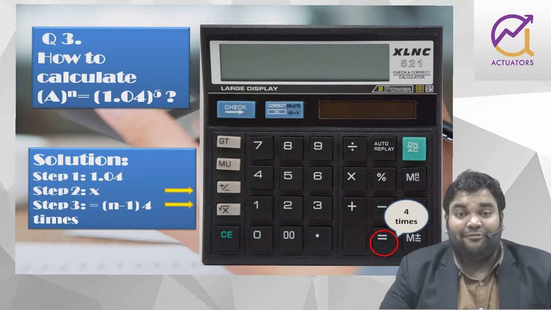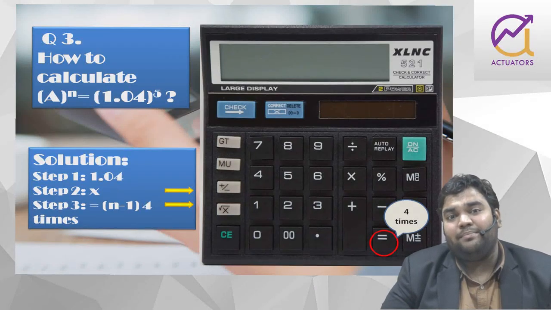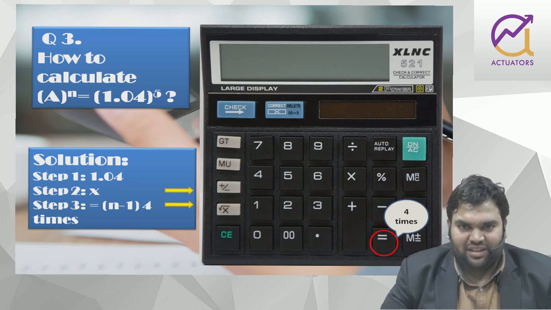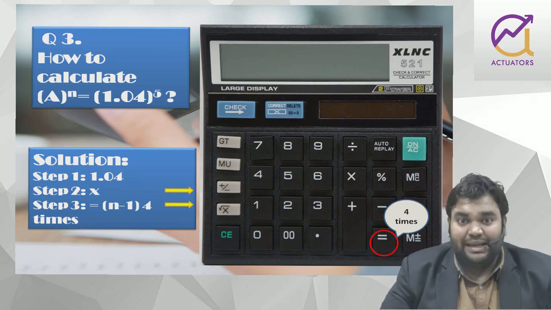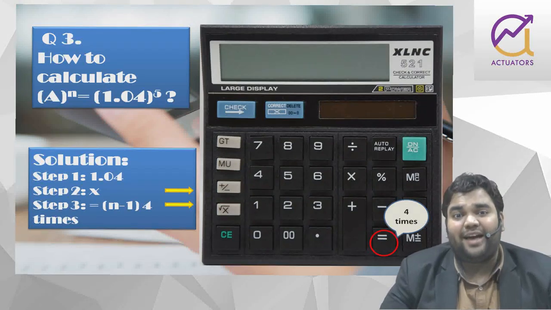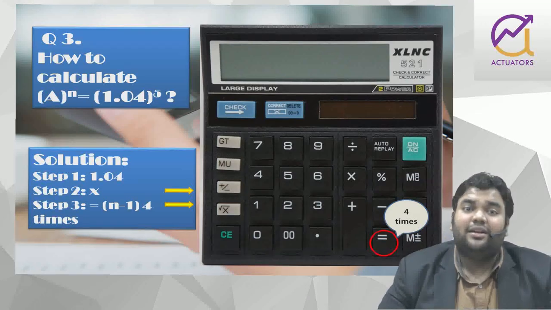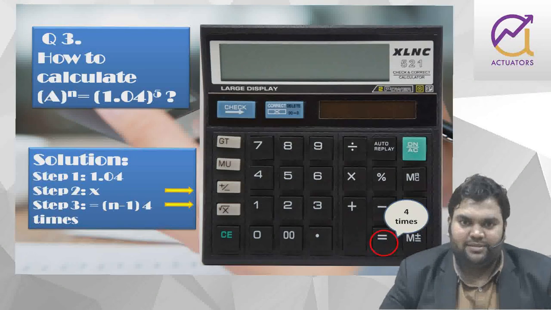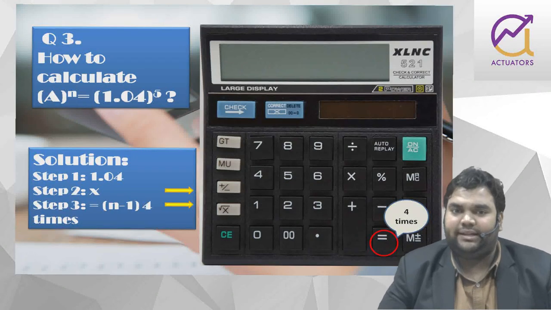So guys, if you want to calculate 1.03 whole to the power 6, what are you going to do? 1.03 into, equals to how many times? 5 times. If you are going to calculate power 8, equals to how many times? 7 times. In this way we can do it.